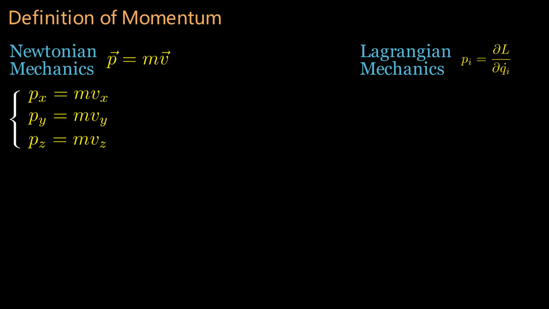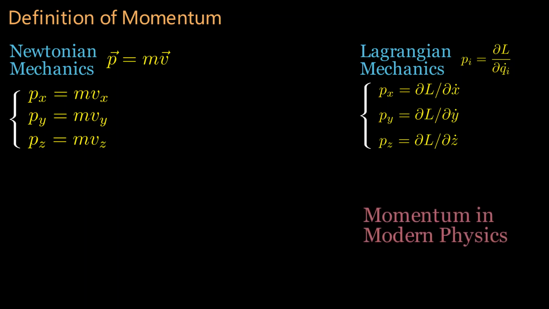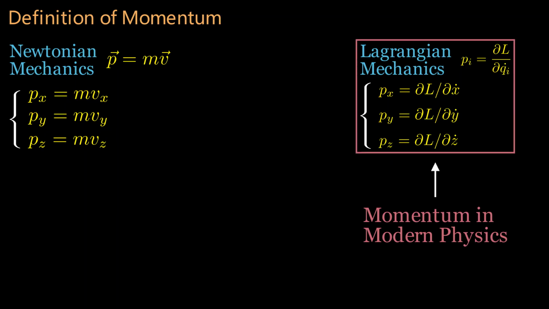A free particle in space can be described using the coordinates in the x, y, and z directions. Hence, it possesses momentum in these directions, each being the partial derivative of the Lagrangian with respect to the corresponding directional velocity. In modern physics, when we discuss momentum without specific clarification, it usually refers to the momentum as defined in Lagrangian mechanics, not the momentum defined by mass times velocity.